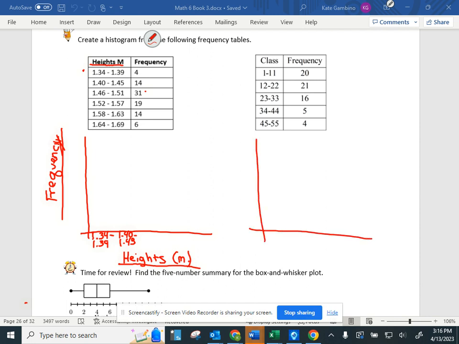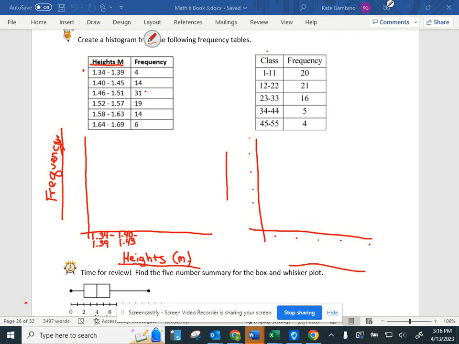You're going to do the same thing over here for our class frequency table that they have. You're going to put a title on the bottom. You're going to put a title on the y-axis. You're going to put your numbers on the bottom, your frequency, how often it occurs, going up. So you're going to complete both of those tables.